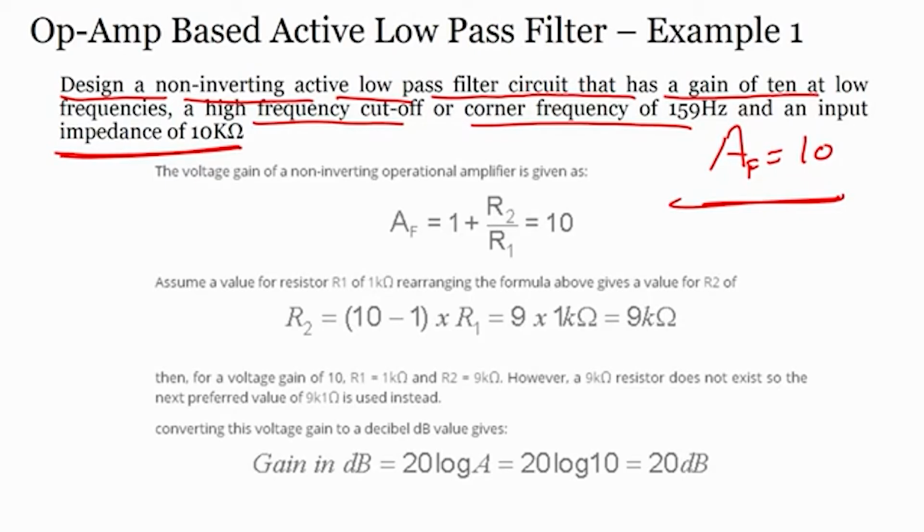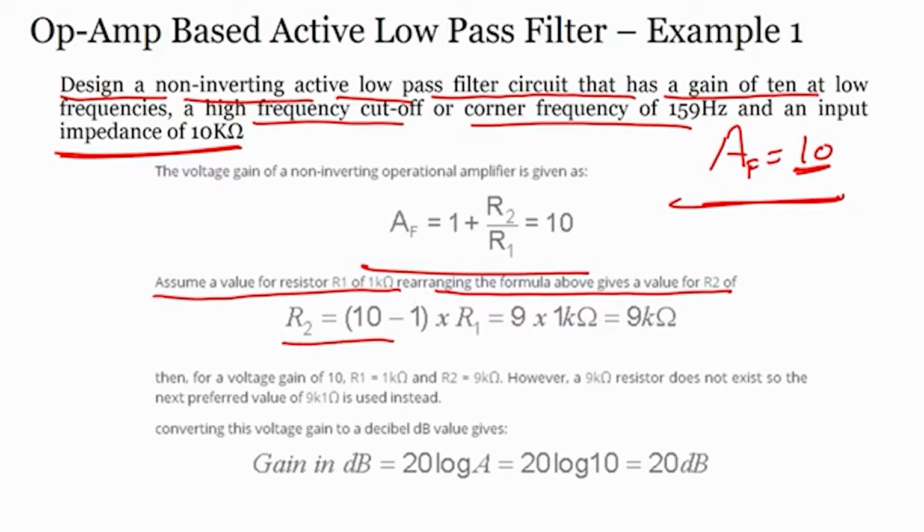Alright. Now, we have to design the non-inverting active low pass filter. So, what is AF for non-inverting? AF equals 1 plus R2 by R1, which is given, which is 10. Right. Now, assume a value of R1 to be 1 kilo ohm. If we assume 1 kilo ohm, rearranging the formula gives R2 equals 10 minus 1 into R1, or 9 into R1, which is 9 kilo ohm. Now, I have R1 which I have assumed as 1 kilo ohm, and R2 I got as 9 kilo ohm.